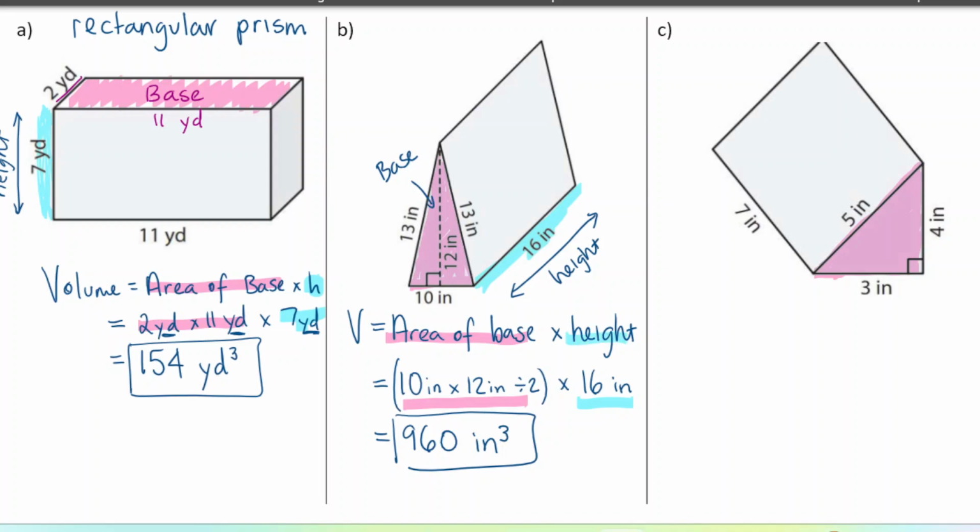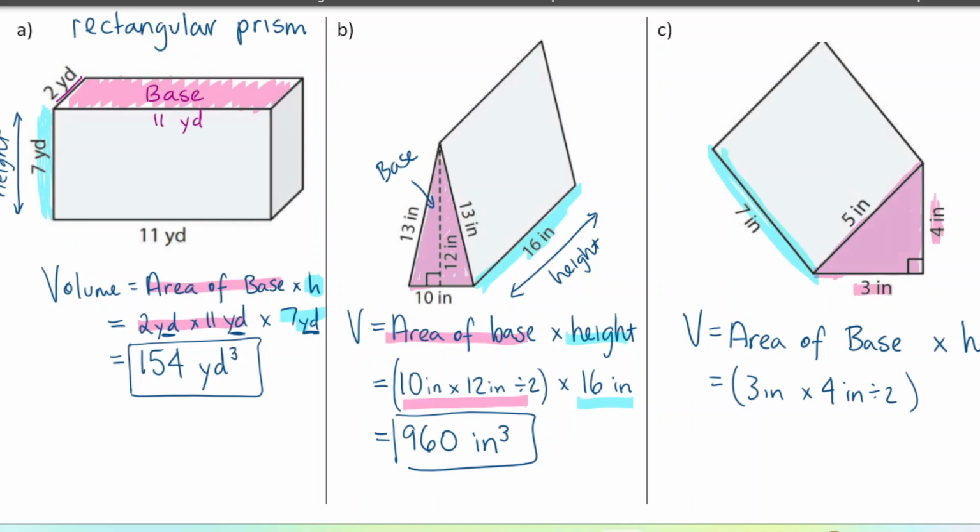Okay, so same thing every time. We're going to have an area of the base. It's a triangular prism, that will always be the triangle. And then we're going to multiply by the height. So here the base area would be 3 inches times 4 inches divided by 2. 3 and 4 are the base and the height of that triangle. And then the height of the entire prism, if I flip that on its side, would be 7 inches.